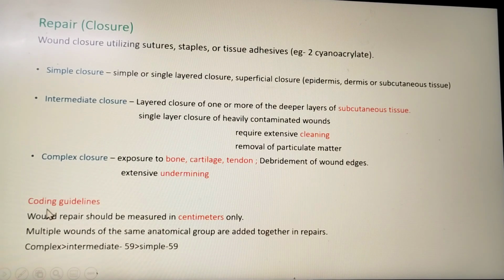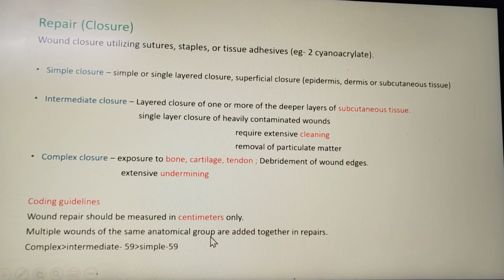And coming to the closure guidelines, what are the closure guidelines? First one is wound repair should be measured in centimeters only. If the wound is in oval shape or round shape or any shape, they have to measure in centimeters only. So in the question they will give centimeters only. And the second one is multiple wounds of the same anatomical group are added together. In the codes, some anatomical regions are given in one code. For example, the surgeon is performing a simple repair on arms and trunk. They both belong to the same anatomical group in the code. So for that we have to add both repairs and select the code. This is the second guideline.